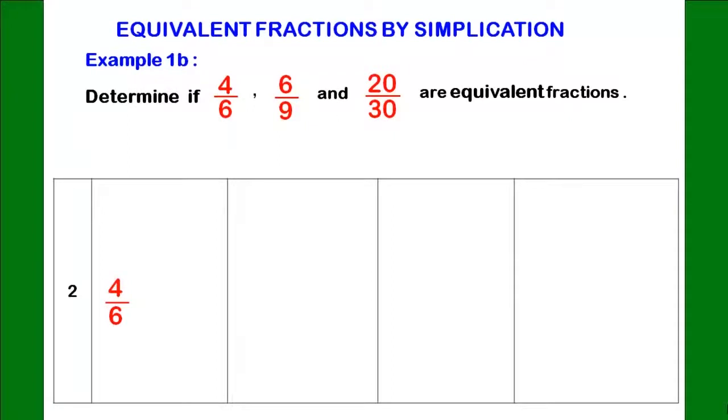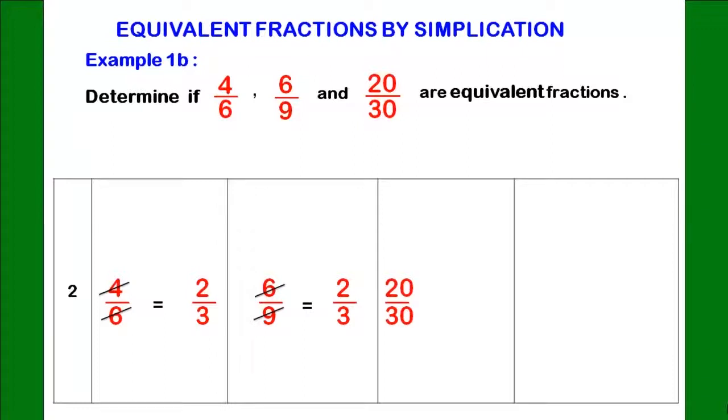We will start with 4 over 6. We will divide both the numerator and denominator by 2. Therefore, 4 divided by 2 will give us 2, while 6 divided by 2 will give us 3. 4 over 6, when simplified, gives us a value of 2 over 3. Next, we simplify 6 over 9. We will divide both the numerator and denominator by 3. Therefore, 6 divided by 3 will give us 2, while 9 divided by 3 will give us 3. 6 over 9, when simplified, gives us a value of 2 over 3.